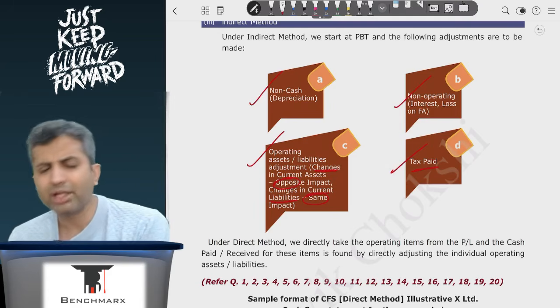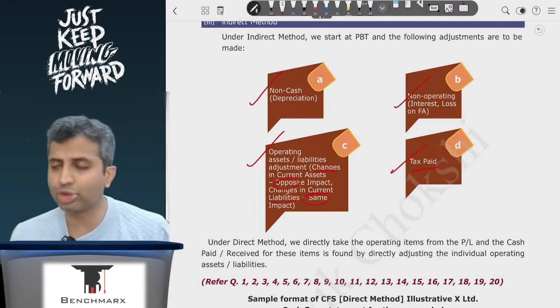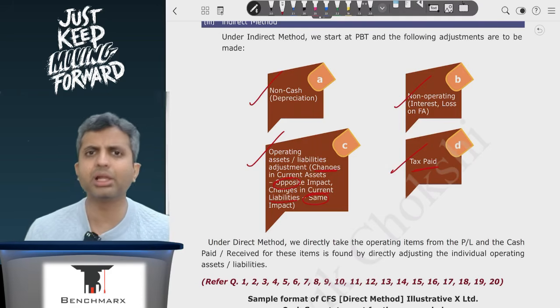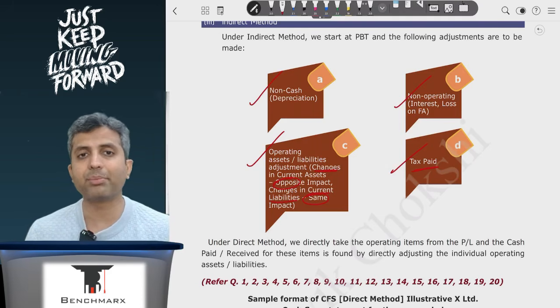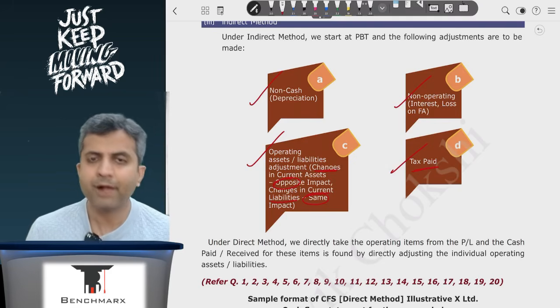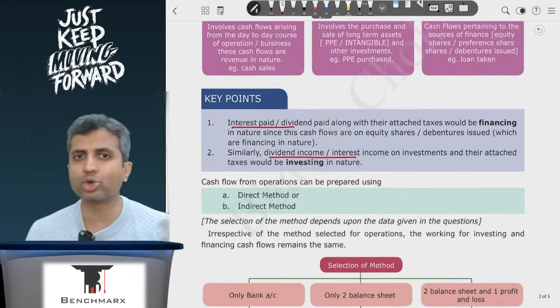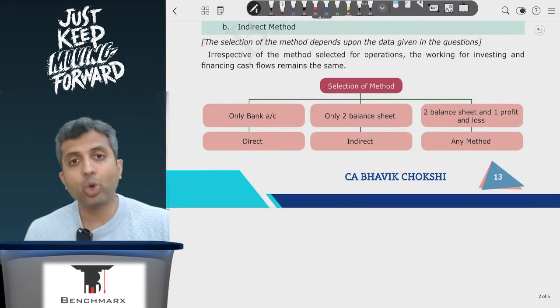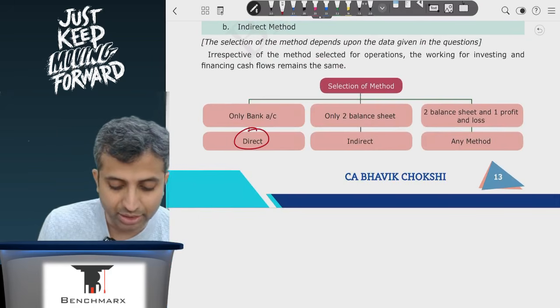And in an exam, which one should you do? Well, it depends on the data available. For example, if you have the data pertaining to only the bank account, you don't have data regarding net profit, you don't have data regarding the balance sheet, then the only way you can solve is using the direct method.